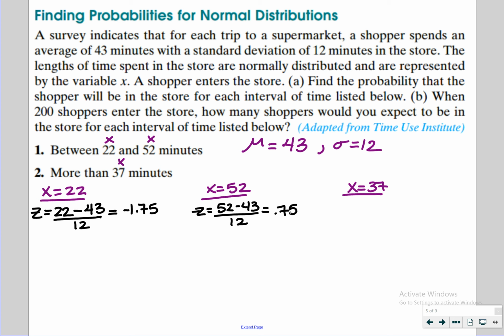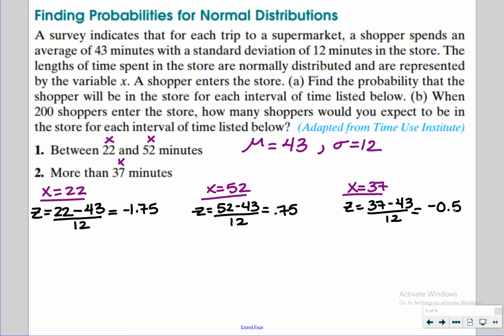0.75. Again, no need to round, but if you did, 2 decimal places because that's all we have on our chart. And then 37. 37 minus 43 over 12, I get negative 0.5.